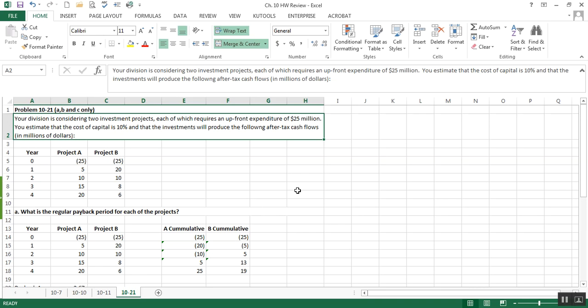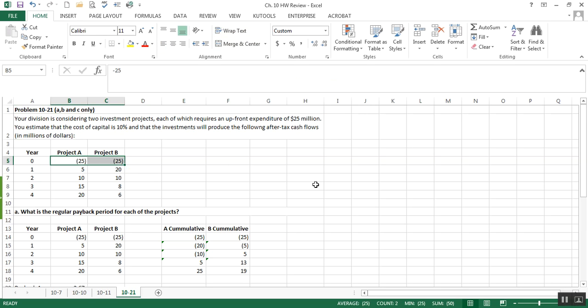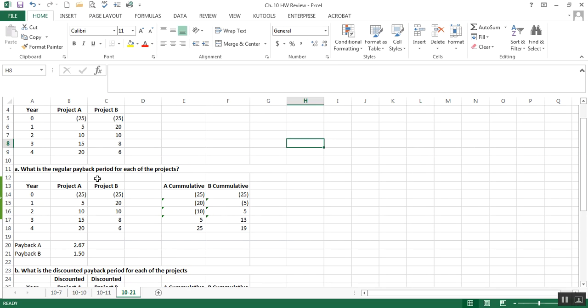Let's look at problem 10-21, which deals with payback periods. Your division's considering, again, 2 investment projects. Each of them requires an upfront expenditure of $25 million. You estimate that the cost of capital is 10%, and the investments will produce the following after-tax cash flows. So what is the regular payback period for each of the projects?